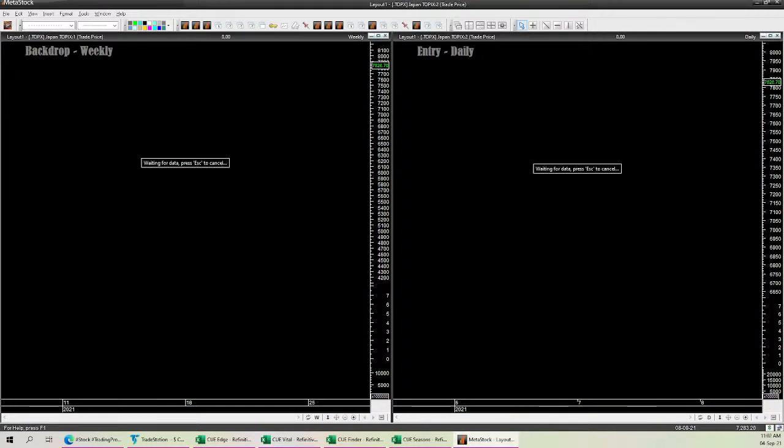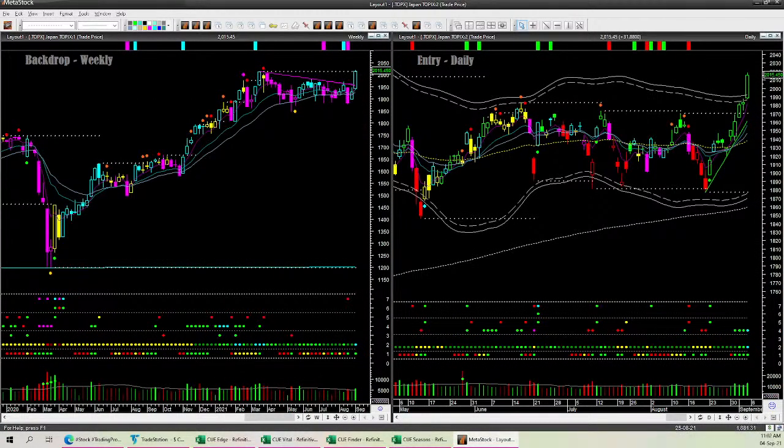Japanese index Topix. If you remember my Wednesday's webinar, I mentioned that because of the breakout in the daily from watermark resistance, and right at that point it broke out of the trendline resistance in the weekly chart. Because of those two breakouts, I suggested buying in the Japanese market, and if you did that by Friday's close, you have a nice profit. It is continuing to be in an uptrend after breaking out of the sideways range on Wednesday.